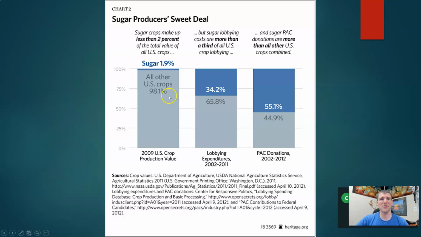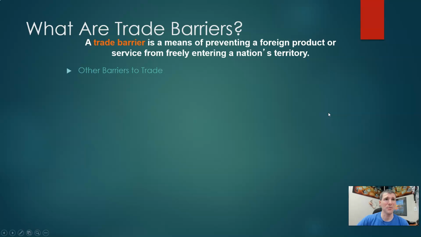Okay, and you see the politics involved here, right? Sugar producers, they give a lot of money to politicians in order to try to keep this game going. All right, moving on.